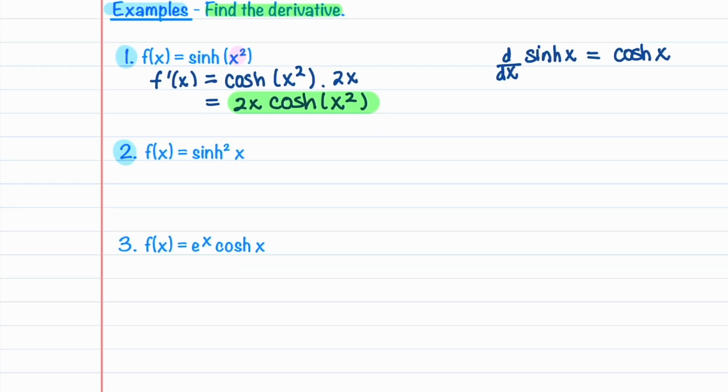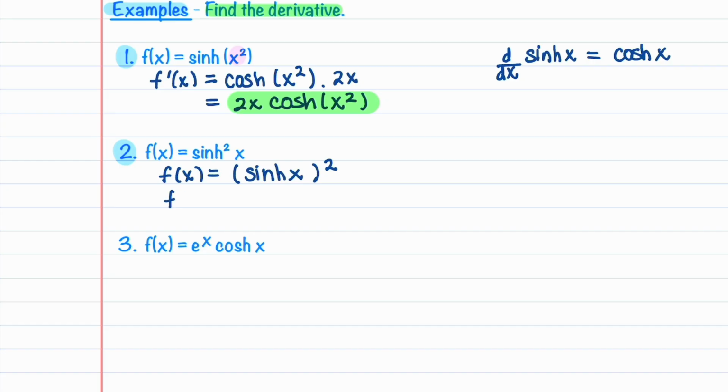Let's now look at our second example. F of x is sech squared of x. I am going to first rewrite this as f of x is equal to the quantity sech x, squared. When we see it written like that, we can know that we are going to have to use the power rule to take the derivative.